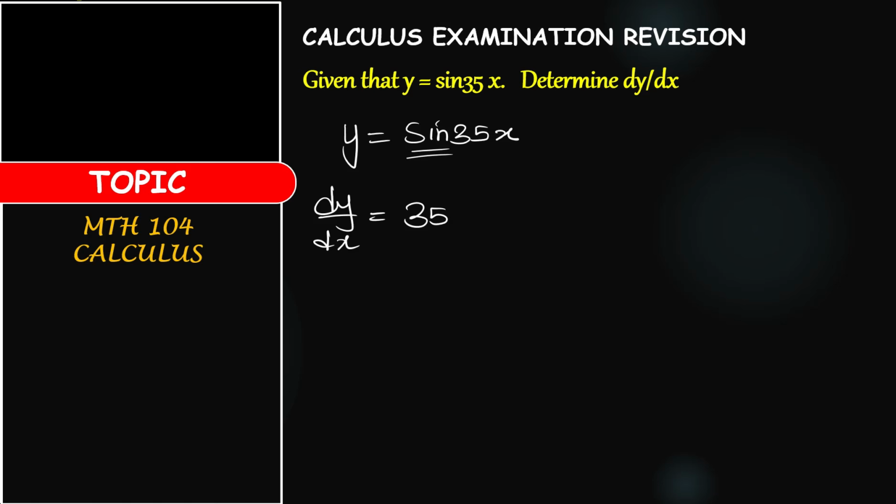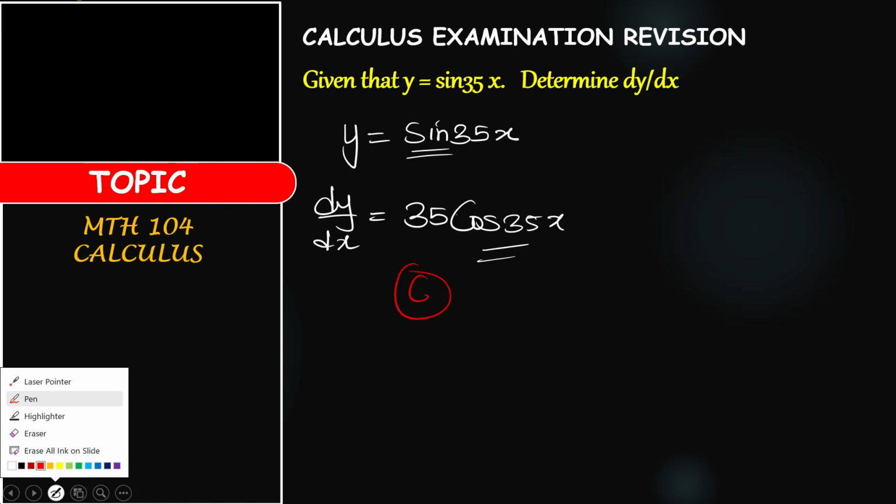Then differentiate sine, it's going to give us cos. Then write your 3x again. This is the answer to this question, and that is option C. That is option C.